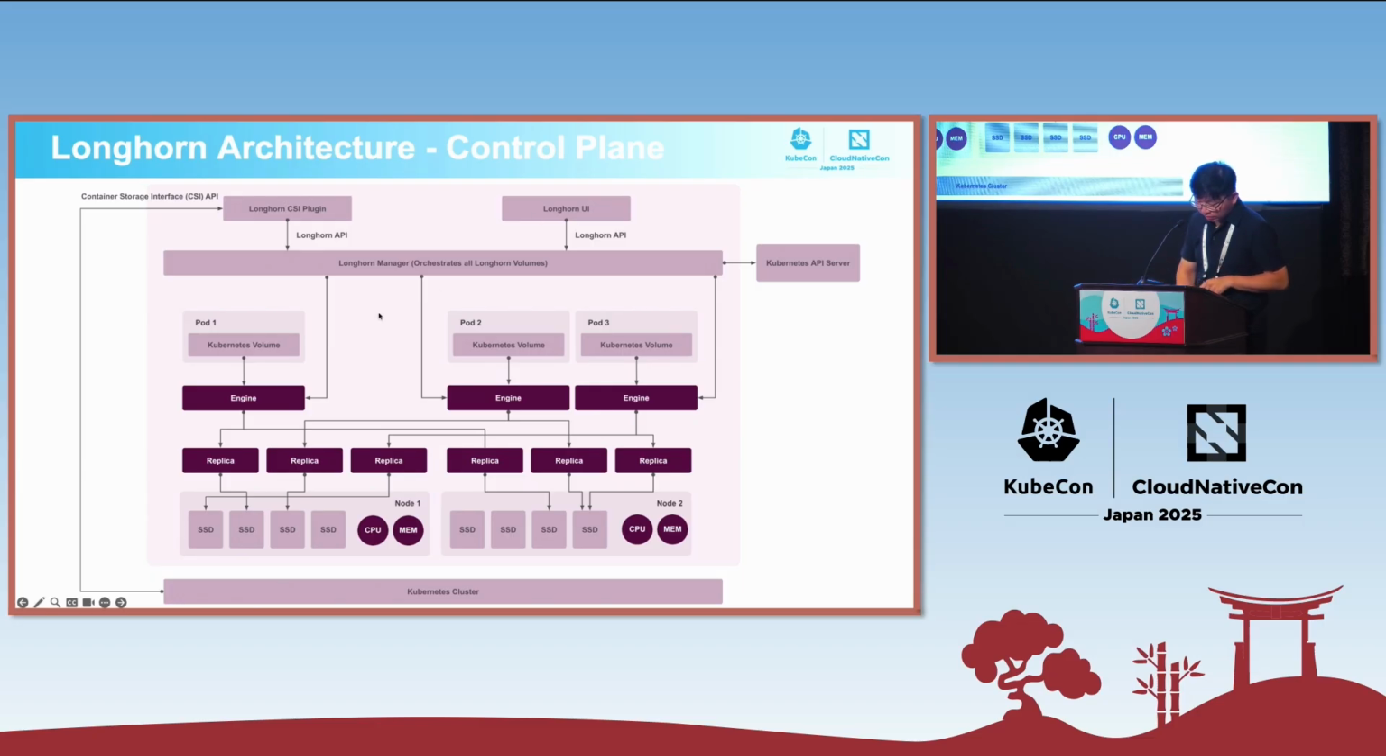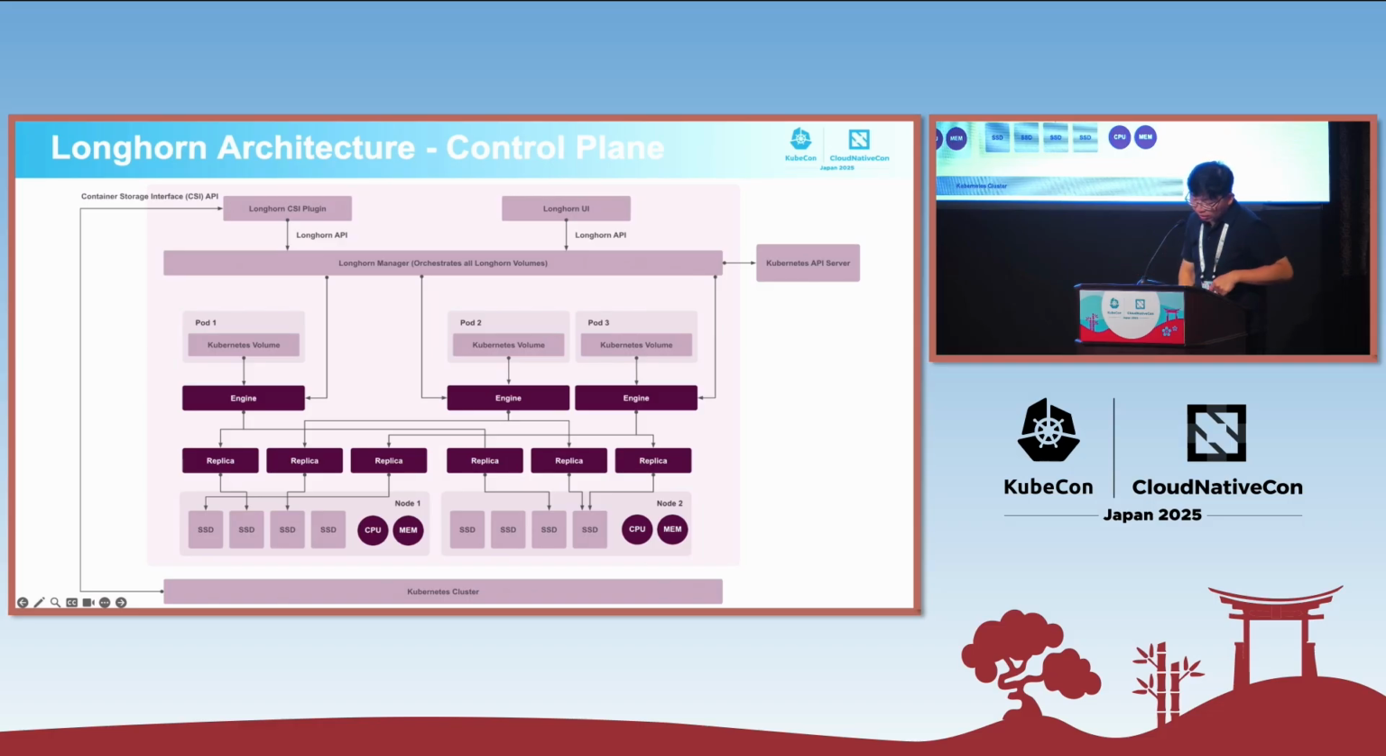And our Longhorn manager, this is the core of our control plane, will watch the creation of the Longhorn volume resource and create the corresponding engine CR. The engine CR is in our database. Each engine CR corresponds to an engine instance, a runtime instance, and each engine CR can have multiple replica CRs. For example, if you have 3 replicas of this volume, you will have 3 replica CRs. And each replica corresponds to 1 replica instance, a runtime instance.